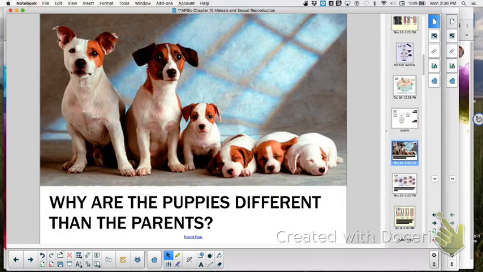Okay, then where's the second place for variation? Independent assortment. Right. And so the homologous pairs line up when?